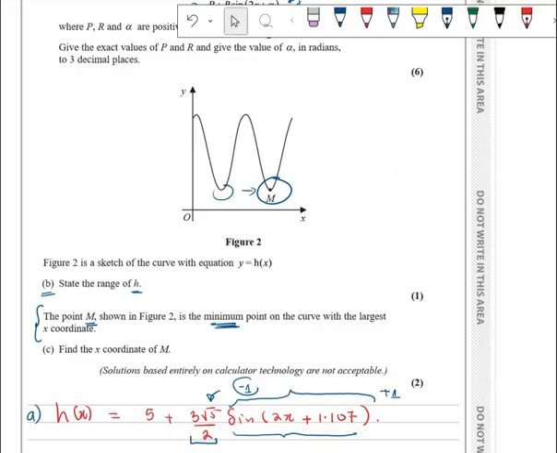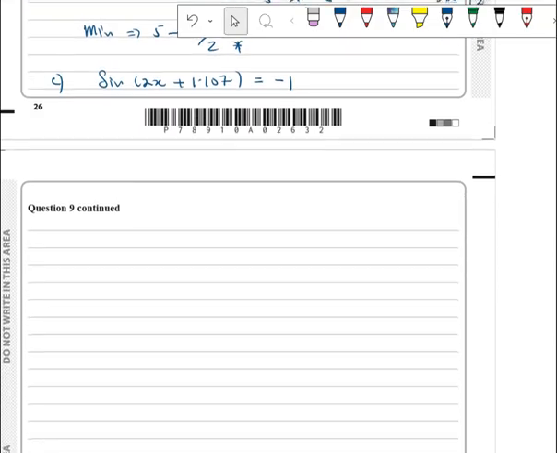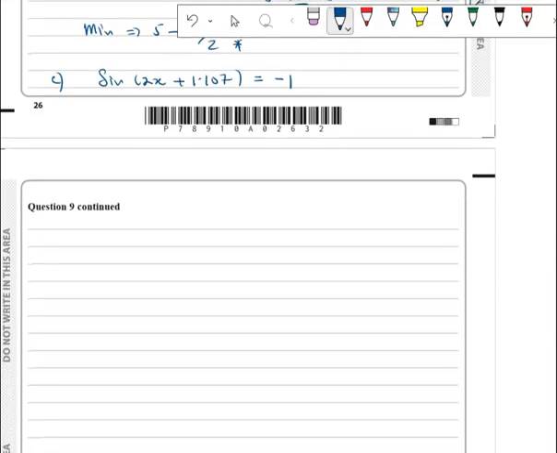So if that's the condition, you need to calculate this equation. To do this, we are going to take the sine inverse. That means 2x plus 1.107 is equal to the sine inverse of -1. When you press the calculator, you get -pi by 2, which is -90. When you think about the sine graph, the angle you're getting over here is -90, which is on this side. But you know the other angle is over here, which is 270. 270 is 90 times 3, which is 3 over 2 pi.